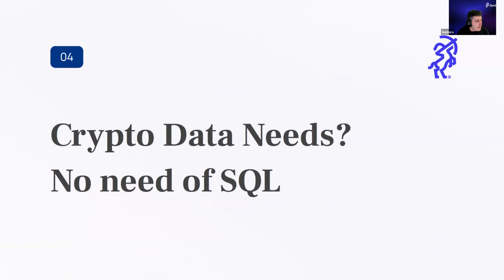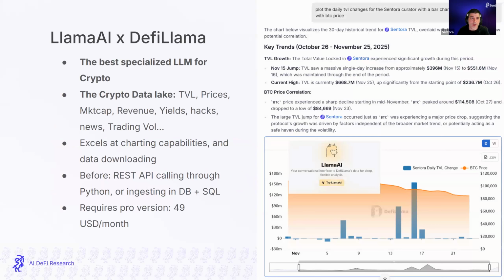Okay, so one of the requirements when doing research is to have access to raw data that we can leverage to do an analysis and come up with insights. The good news is that there are AI tools nowadays that streamline this process a lot. One of my favorites that was launched recently is Llama AI by DeFi Llama, which is probably nowadays the best specialized LLM for crypto and DeFi.